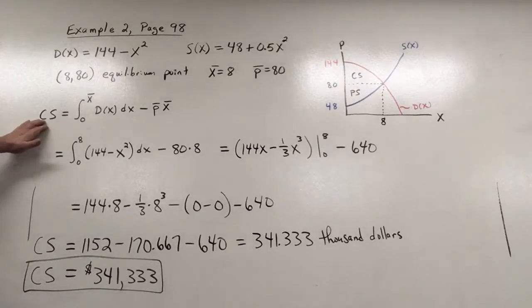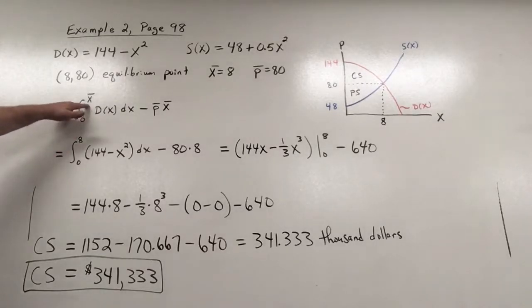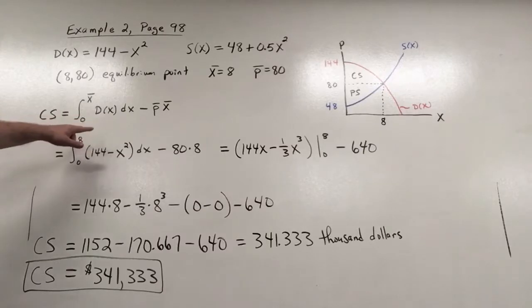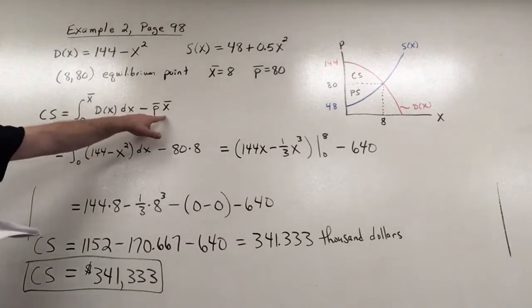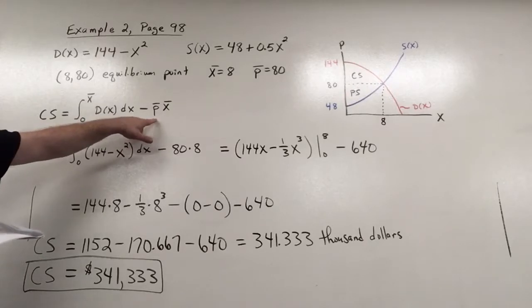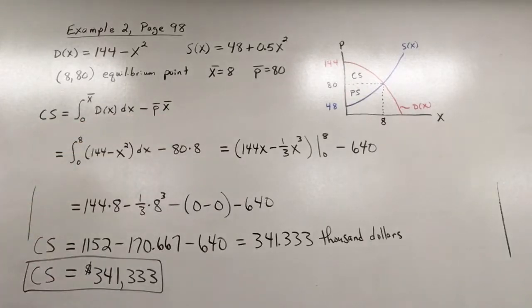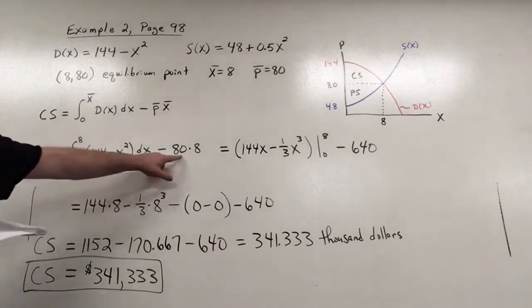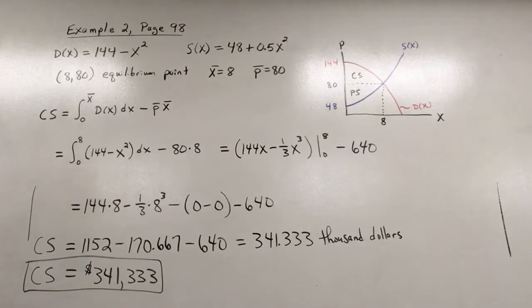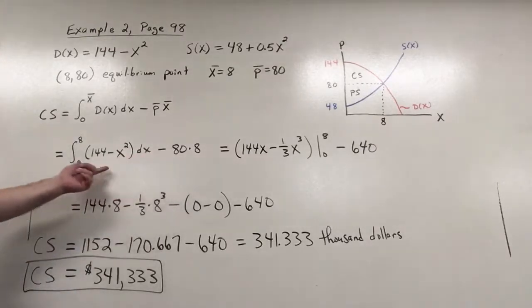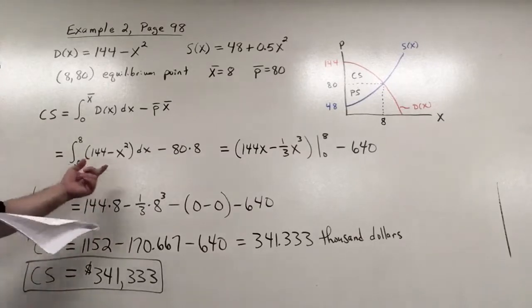The formula for consumer surplus is the definite integral from 0 to the equilibrium quantity x bar of the demand function d of x, minus the product p bar x bar, where p bar is the equilibrium price and x bar is the equilibrium quantity. So substituting, we have the definite integral from 0 to 8 of the demand function 144 minus x squared, and then we have to subtract from the value of that definite integral the product 80 times 8. This product, again, is outside the definite integral. It's not part of the definite integral.